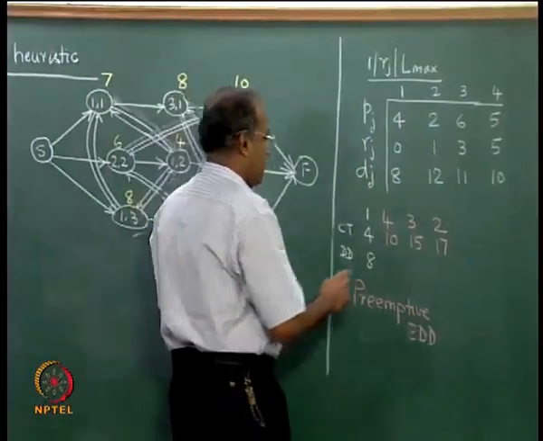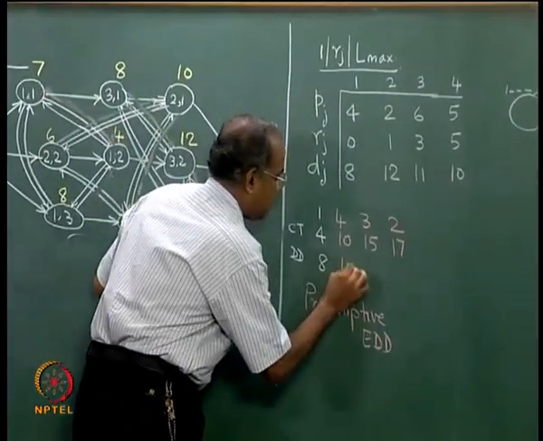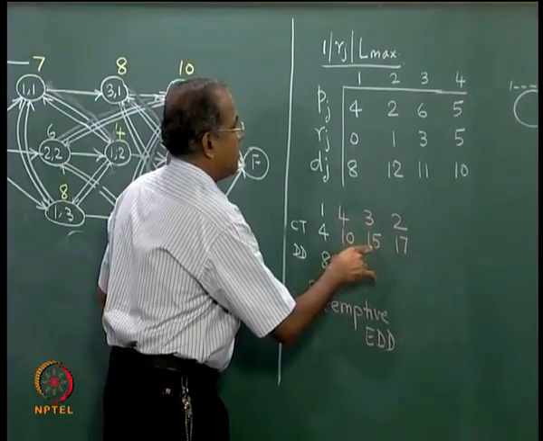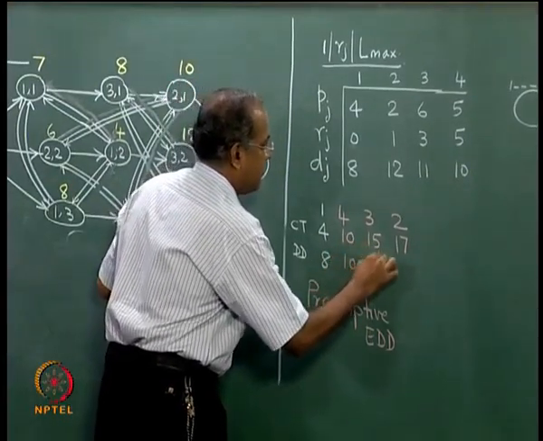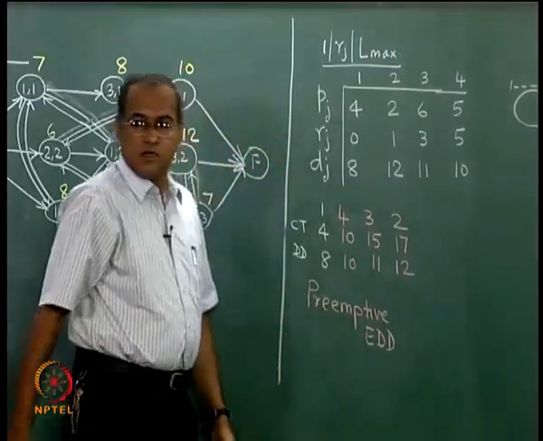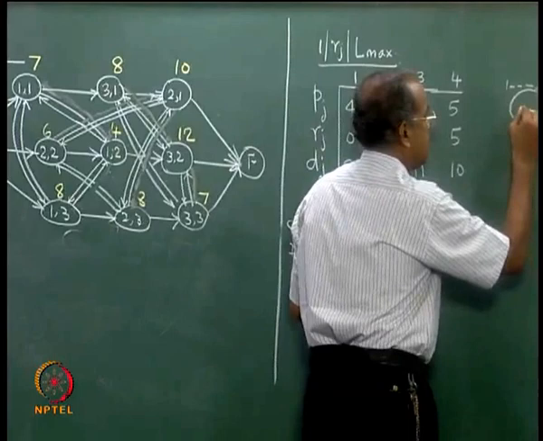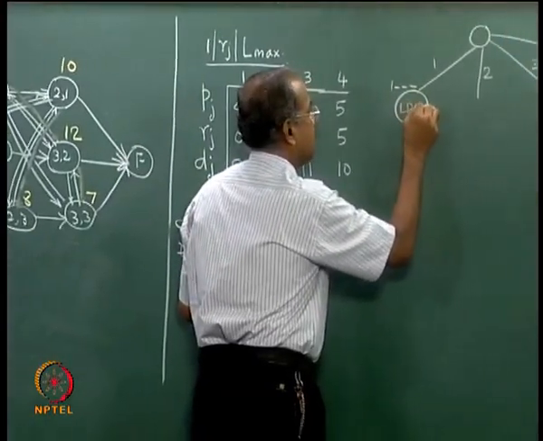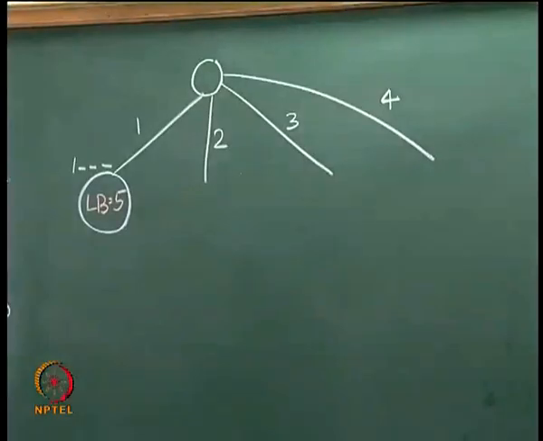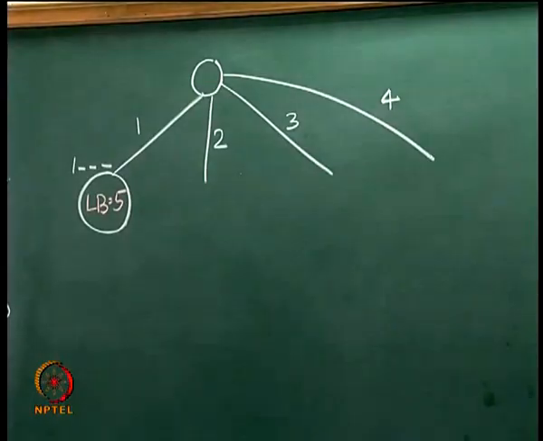Now, due dates are 8, 10, 11 and 12. So, this has maximum tardiness. So, lower bound on L max is equal to 5.